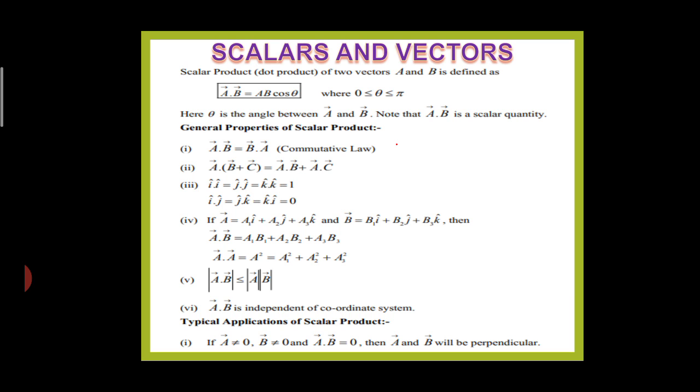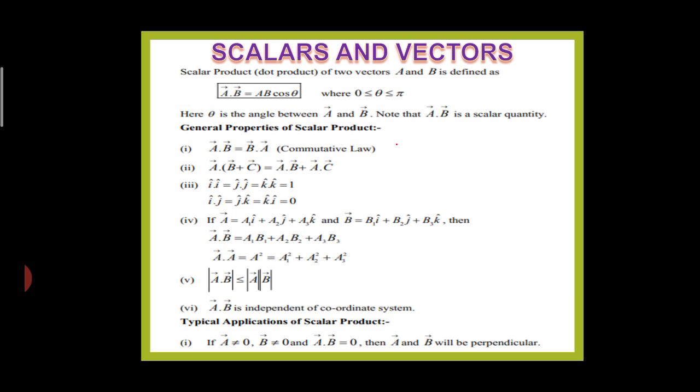Fourth, if A equal to A1 i plus A2 j plus A3 k and B equal to B1 i plus B2 j plus B3 k, then we can calculate by multiplying both. A dot B equal to A1 B1 plus A2 B2 plus A3 B3, and similarly A dot A equal to A square, which is equal to A1 square plus A2 square plus A3 square.